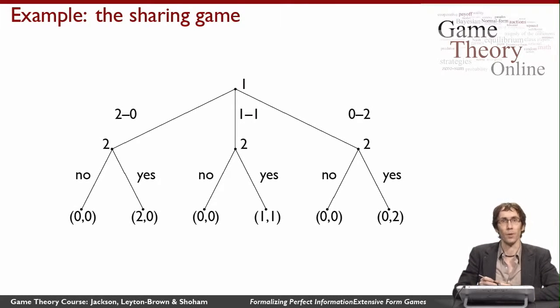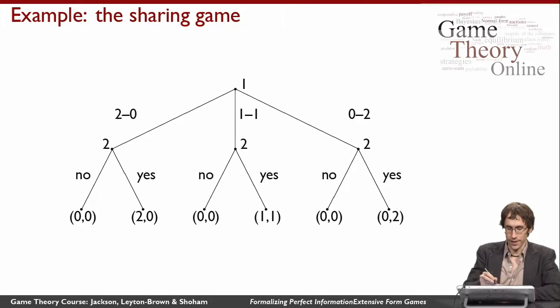Let's look at an example. This is the sharing game that talks about a situation where a brother and a sister want to decide between each other how they're going to share $2. So they have two $1 bills. And it begins with the brother saying how he proposes to divide the money. So he starts out in this first choice node here. The brother is player 1.